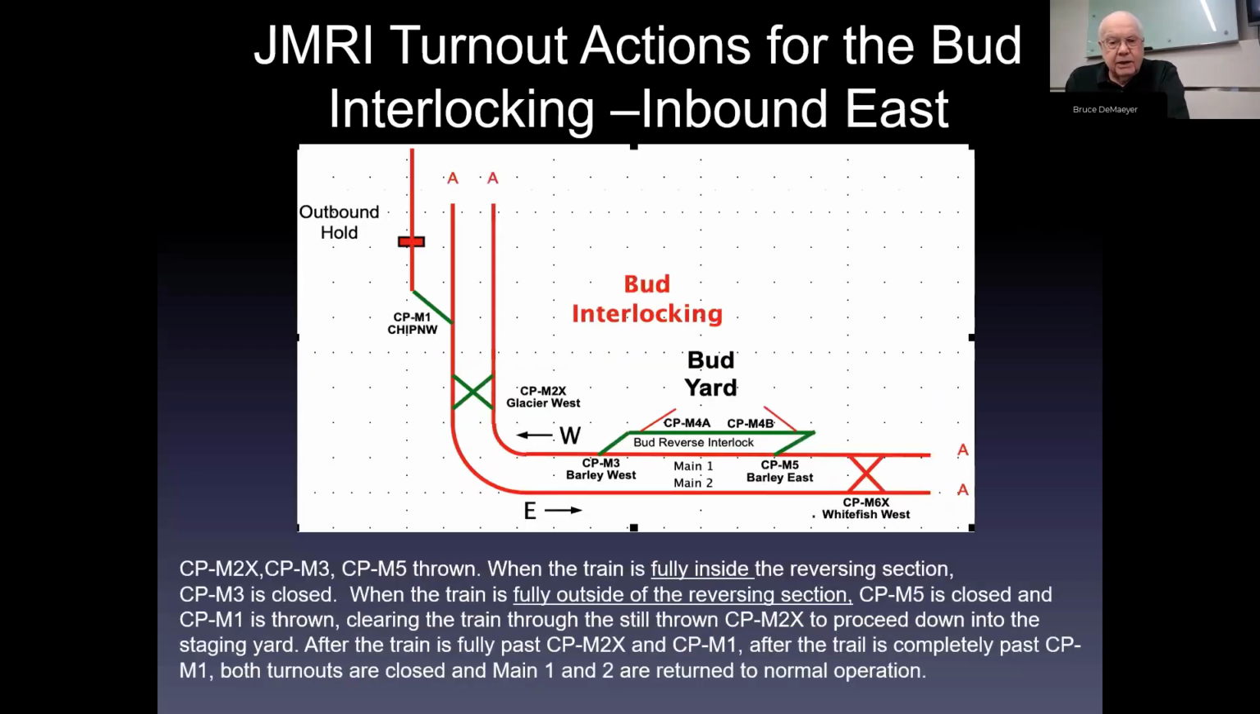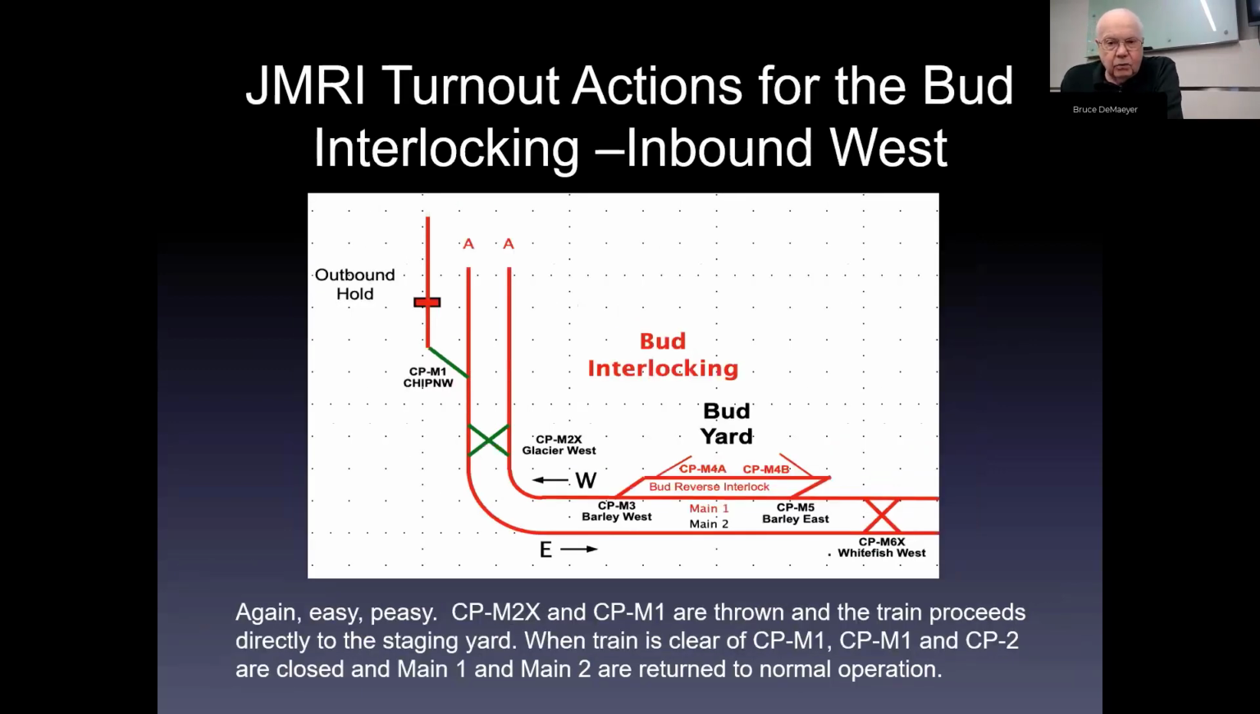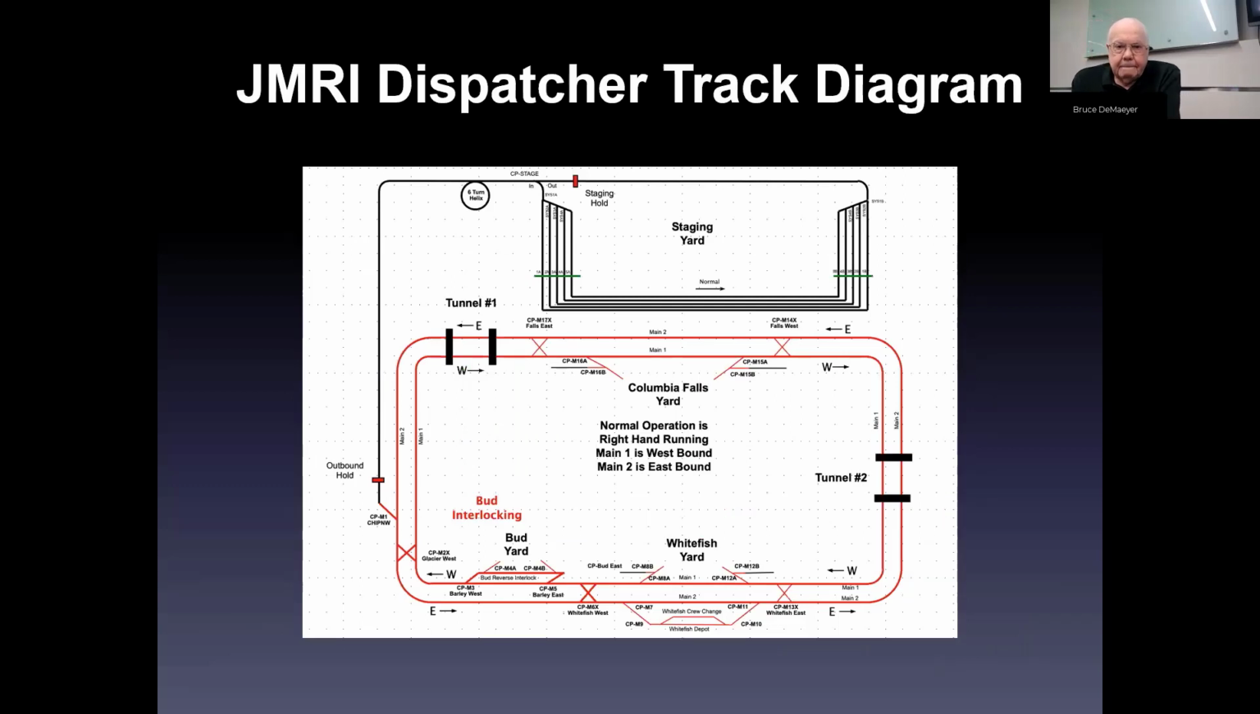Okay, on inbound east, I'm not going to go through all the detail of it, but it's a reverse of what I did on the other one. And inbound west is the other easy peasy. That just lets you go in and go through. So there's 4 different possibilities that any one of these trains can do, and you've just seen the actions that need to be taken for each of those 4.